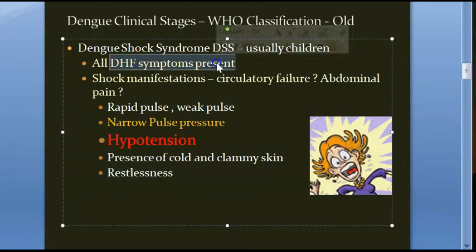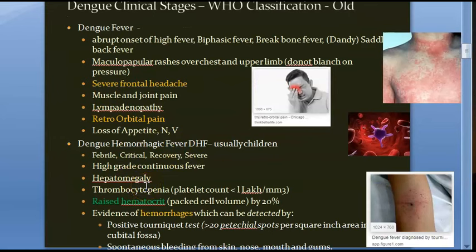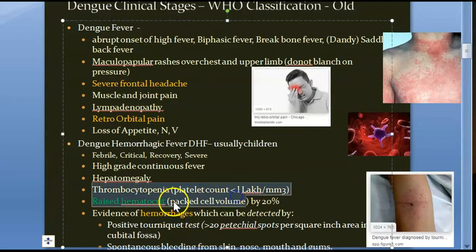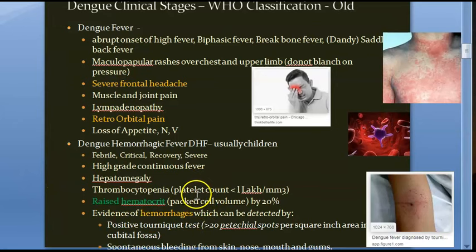So basically, all the symptoms of dengue hemorrhagic fever are present, and in addition to that, there are some more symptoms. In hemorrhagic fever, basically, it is leaking plasma. These people will have a positive tourniquet test. There will be bleeding from skin, nose, mouth, gums, etc. They will have hepatomegaly, so the liver enzymes will be elevated. There will be thrombocytopenia, which is why there is so much bleeding tendency. The platelet count has reduced. They will have fever, same things, and raised hematocrit because of this plasma leak. The hematocrit, the packed cell volume, is more.